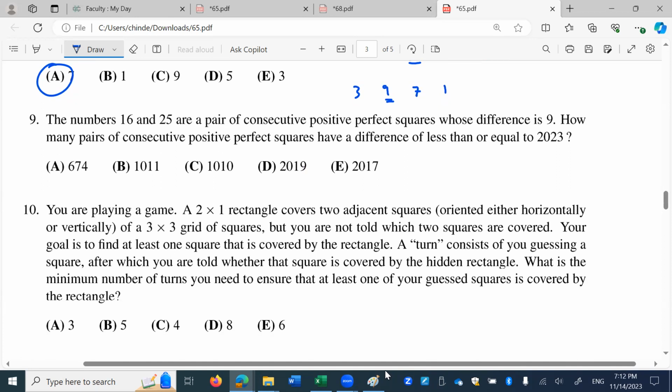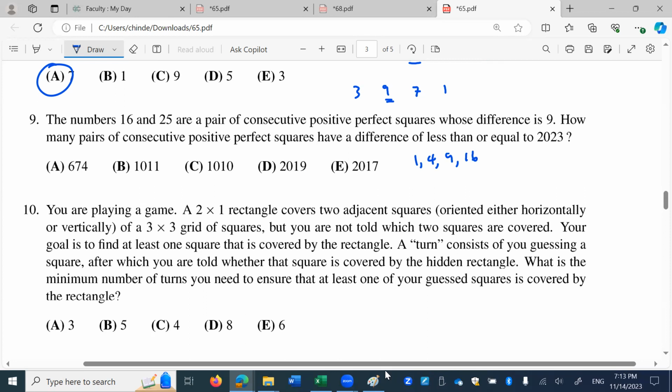16 and 25 are consecutive positive perfect squares whose difference is 9. How many pairs of consecutive positive perfect squares have a difference less than or equal to 2023? Well, you might know this fact that the squares form a pattern.